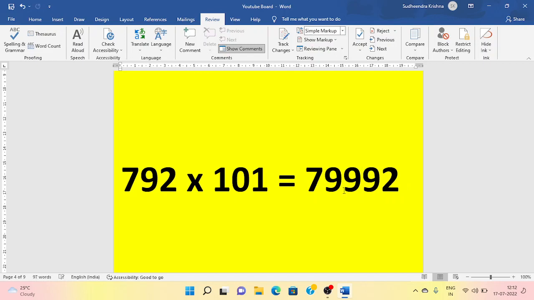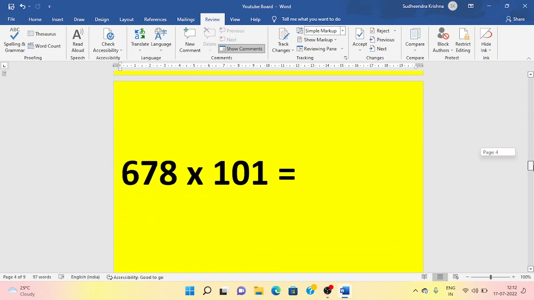So 792 into 101 is equal to 79,992. It's as simple as this. Now let us go to the next problem.